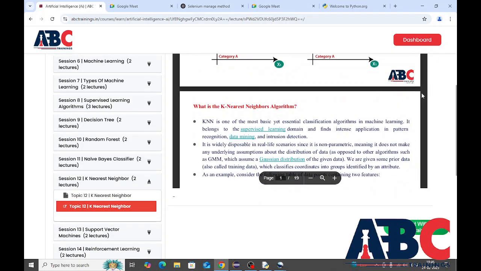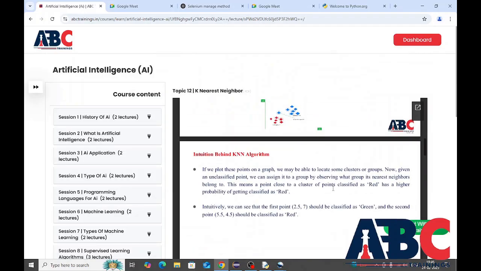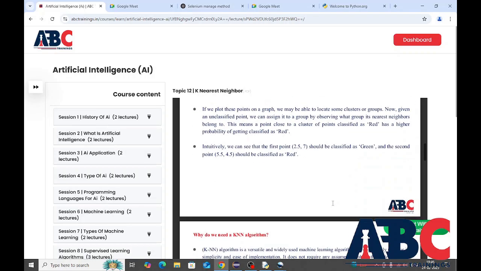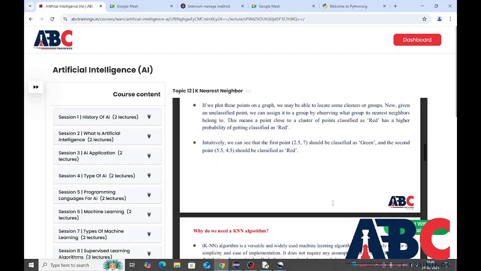Intuition behind the KNN algorithm. If we plot these points on a graph, we may be able to locate some clusters or groups. Now, given an unclassified point, we can assign it to a group by observing what group its nearest neighbors belong to. This means a point close to a cluster of points classified as red has a higher probability of getting classified as red. Intuitively, we can see that the first point 2.5, 7 should be classified as green and the second point 5.5, 4.5 should be classified as red.